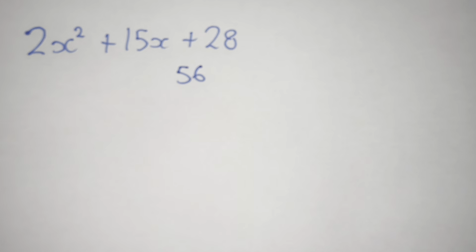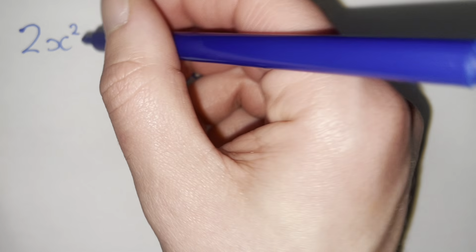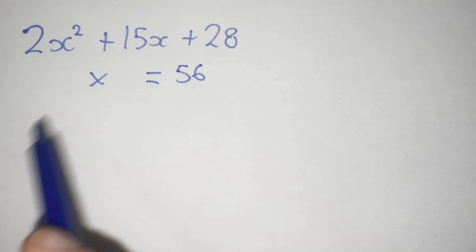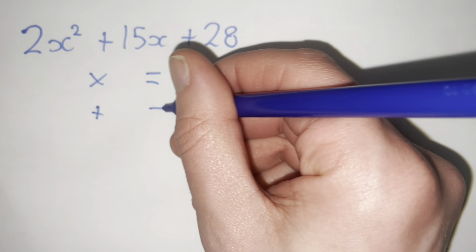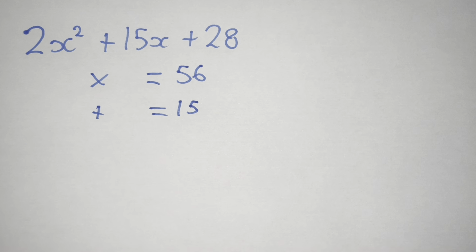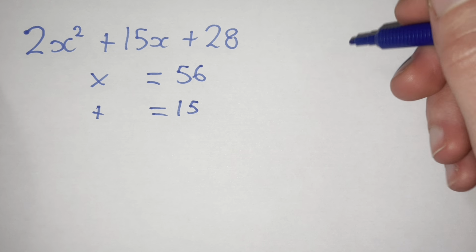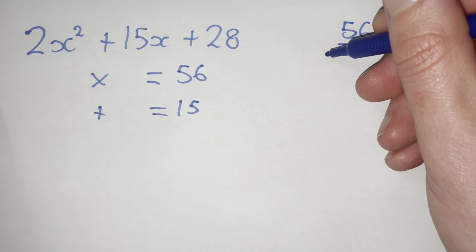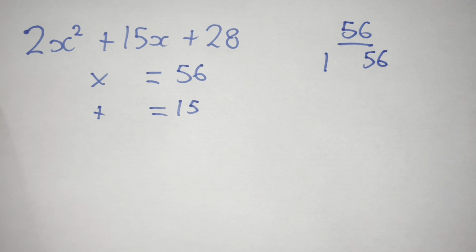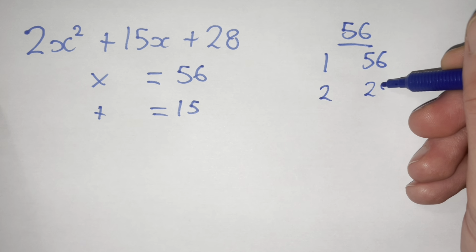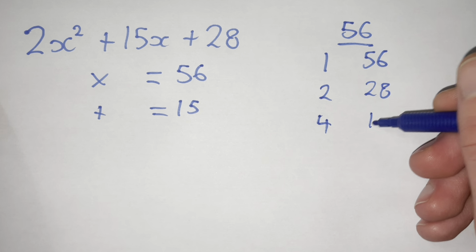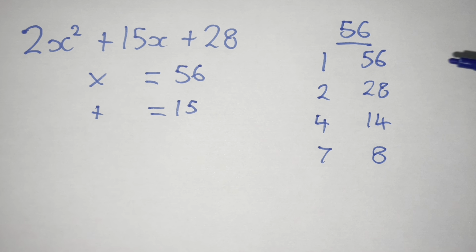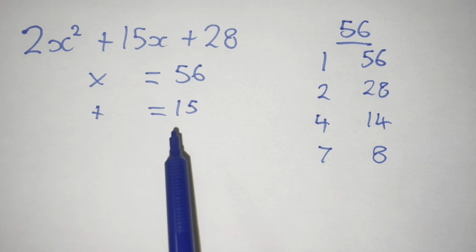What we then need to do is find a pair of numbers that multiply together to make 56, but also add together to make 15, our coefficient of x. So let's first think of some factors of 56, and we're going to write those factors out in their pairs. So we could have 1 and 56, we could have 2 and 28, we could have 4 and 14, or we could have 7 and 8. So we need to think about which of these pairs of factors also add to make 15.